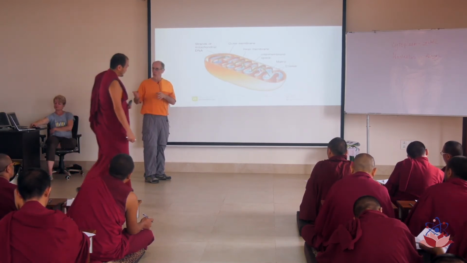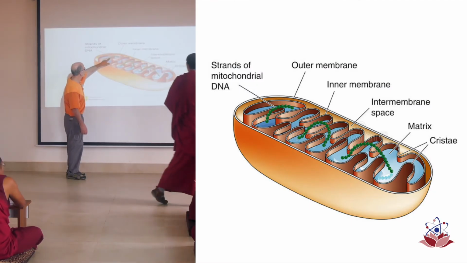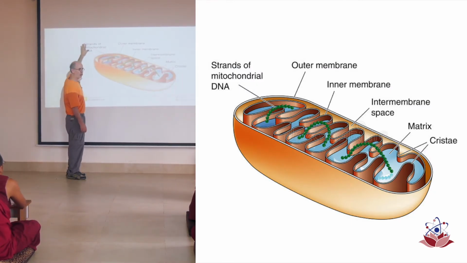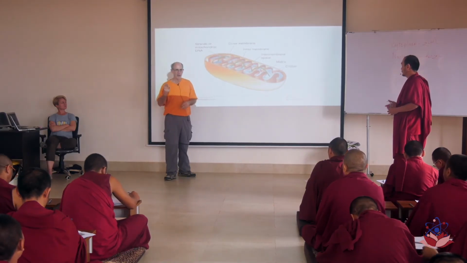So here are what the words say up here. The green that you see here are the strands of the mitochondrial DNA, the DNA that belongs to the mitochondria. Remember, this is the only organelle that has its own DNA.